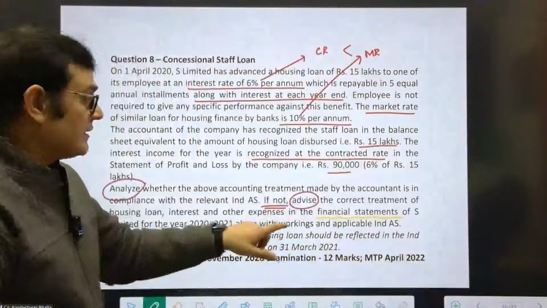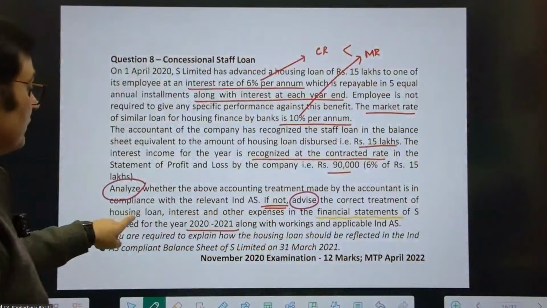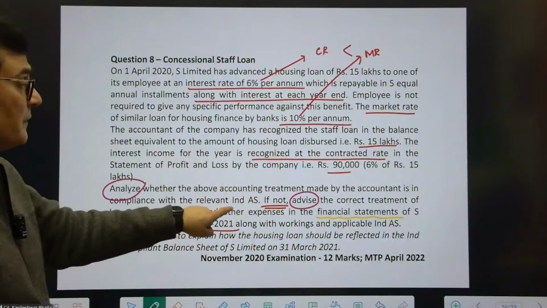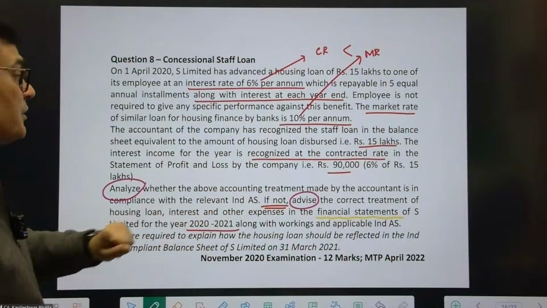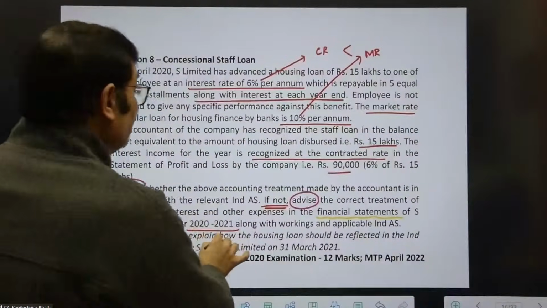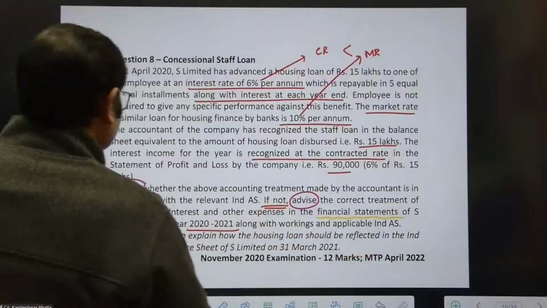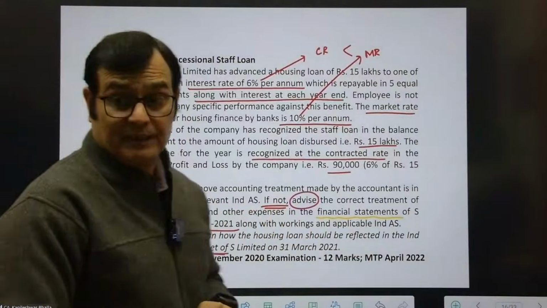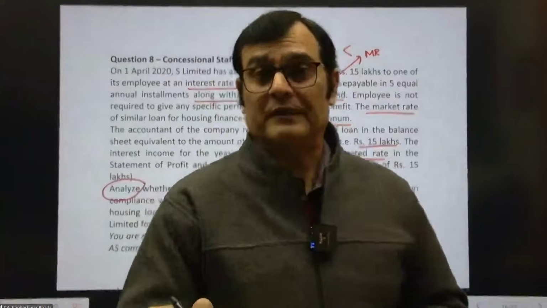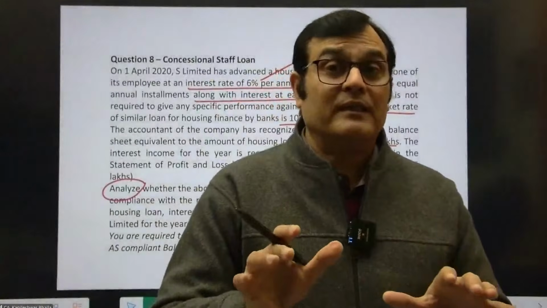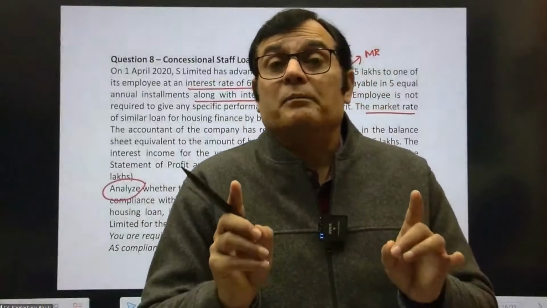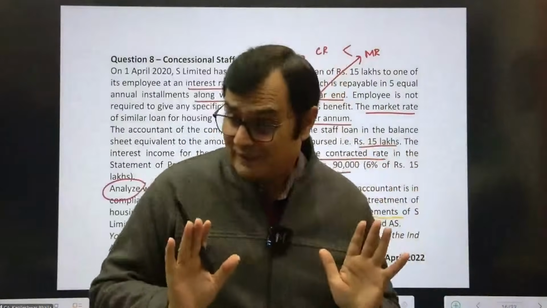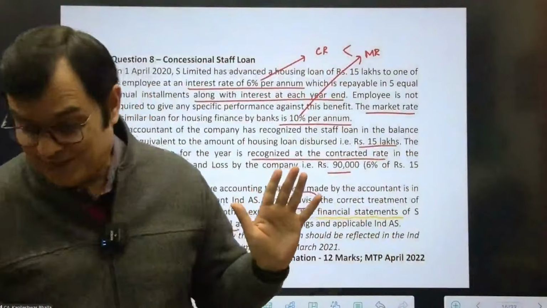And then when it says show the housing loan in the balance sheet, current, non-current, interest and other expense in the P&L, so he says financial statements. You're required to explain how the housing loan will be reflected in the Ind AS compliant balance sheet. I think what you asked me as a question. I think now you've got the data points very clear that your answer needs to be presented very well in terms of extract financial statements, right? I hope I stand very clear on my thoughts.